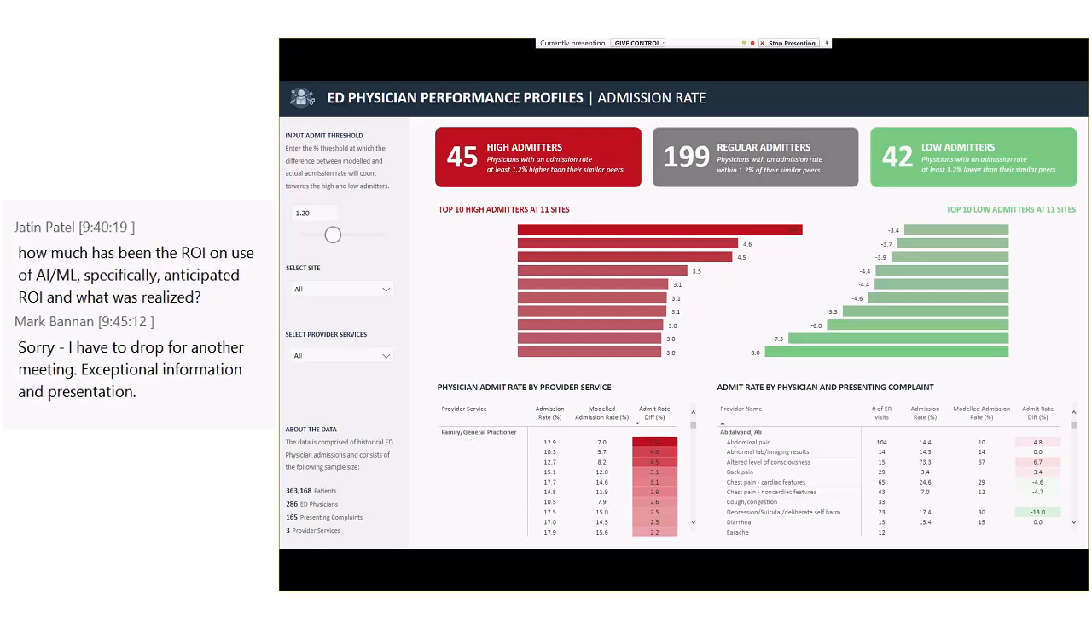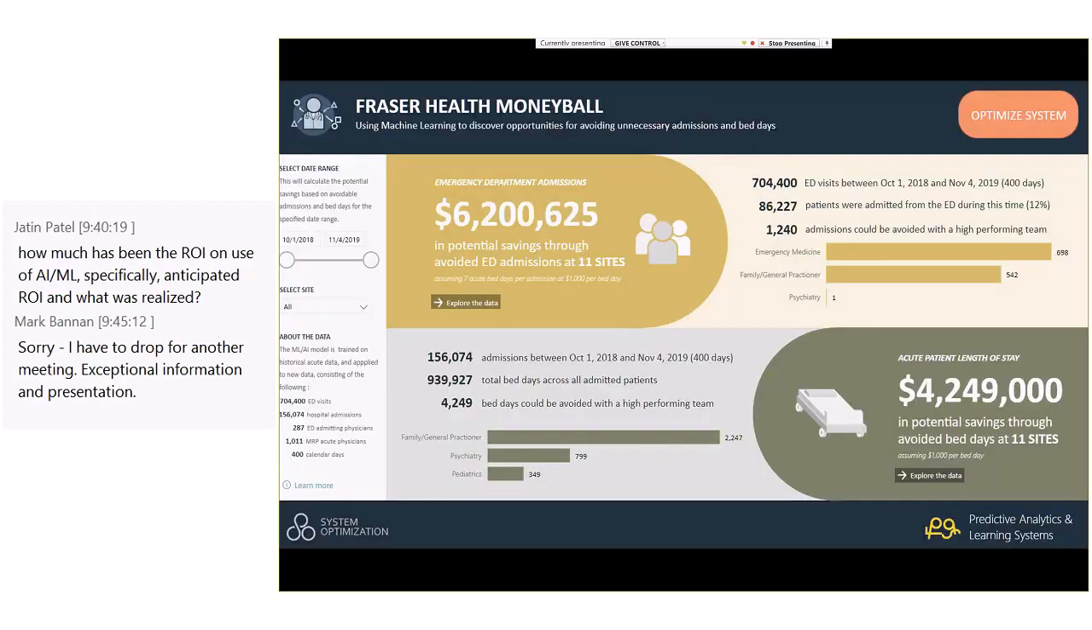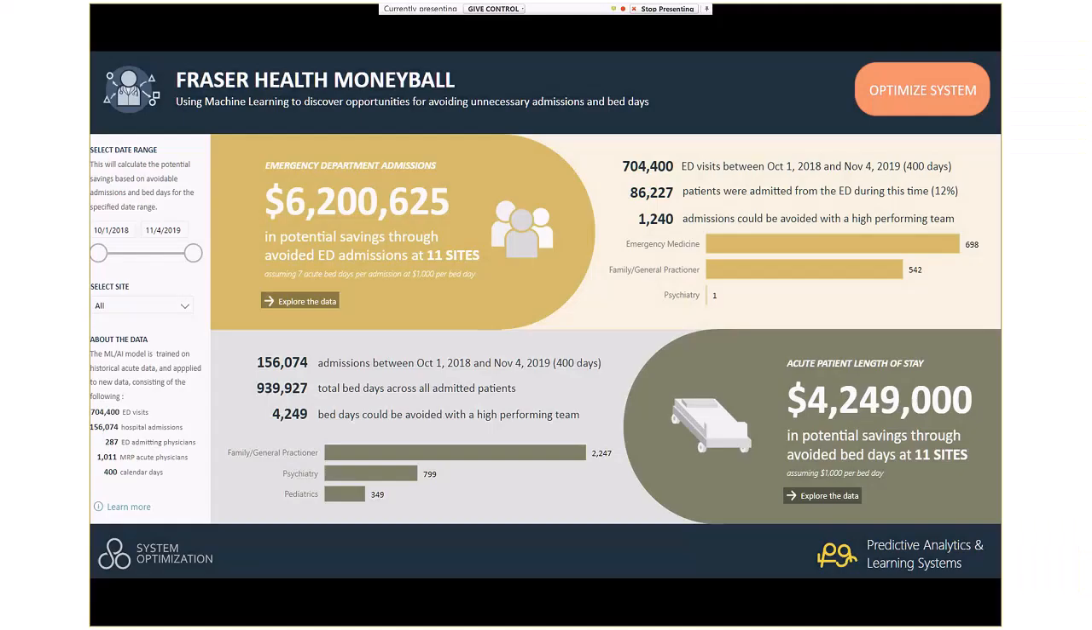And in terms of money, the fiscal achievement, we're able to show that if we were at a system level to adopt the Moneyball approach, there is quite a substantial savings in reducing the avoidable emergency admissions, over $6 million on the left. And if you look at the bottom right, over $4 million in reducing the avoidable bed days. Collectively, it optimizes both the inflow, which is the admissions, as well as the outflow, the discharges. There's more than $6 million in savings to explore here.